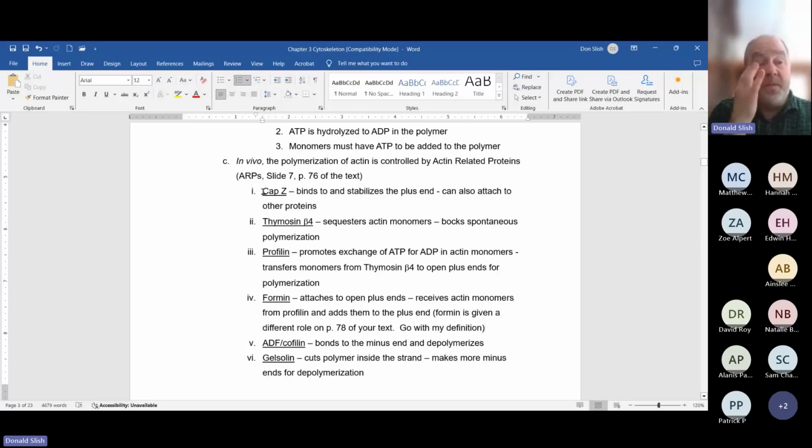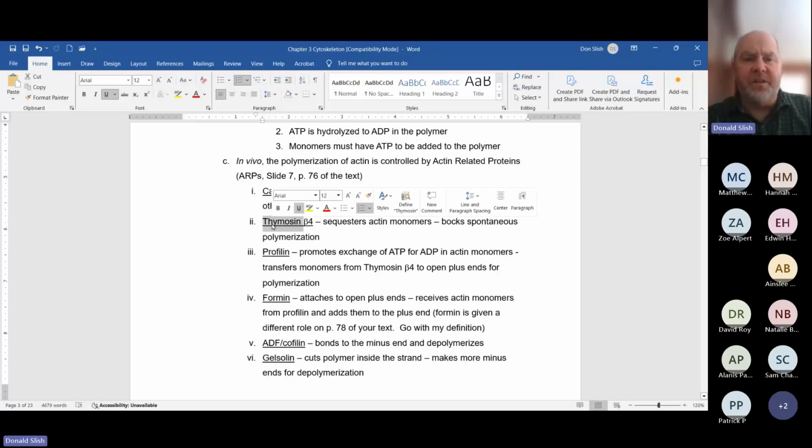CAPZ is a protein that's going to bind to the plus end and stop it from depolymerizing. So again, in vitro, if you stop adding ATP, it's all going to fall apart because it's going to hydrolyze that ATP and become unstable. Same thing's going to happen in vivo, except instead of them falling apart, that plus end is going to be capped, so it's not going to depolymerize. And that CAPZ can also bind to other proteins. So now you've got your microfilament attached to another structure.